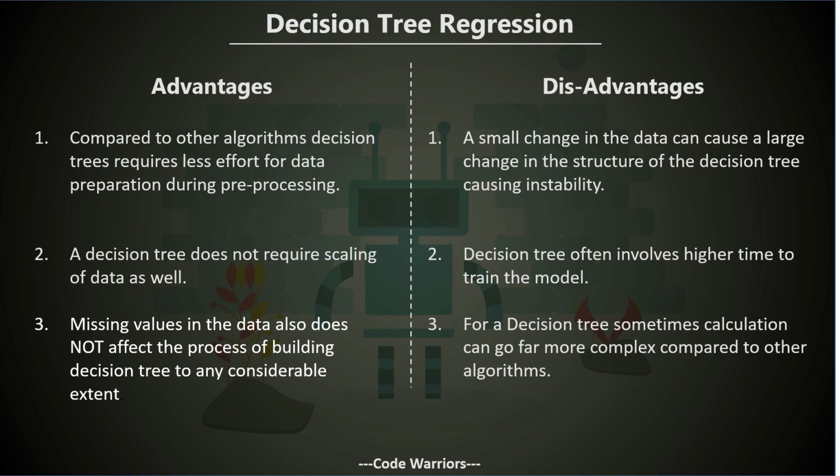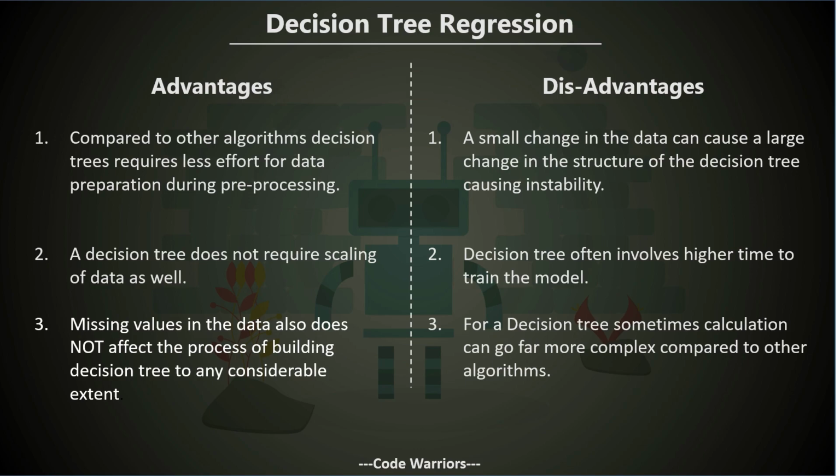As compared to other algorithms, decision tree requires less effort for data preparation during pre-processing. As you have learned about the data pre-processing steps in the previous videos of our 21 days of ML, you know how the data pre-processing steps are done. As you can see, decision tree requires less data pre-processing, so it's very useful and handy for us, and it will reduce a lot of our time. So this is the first advantage.